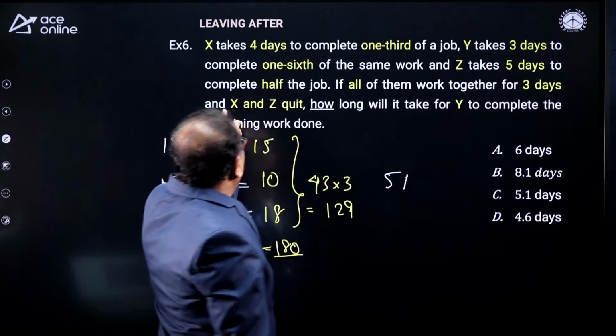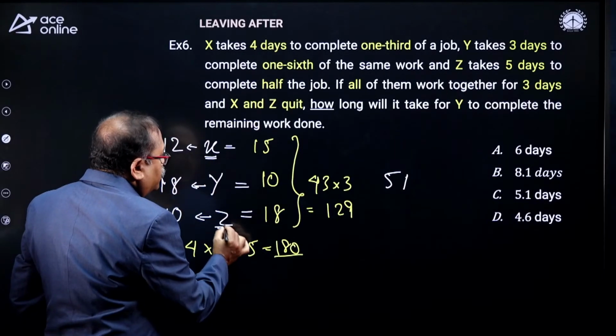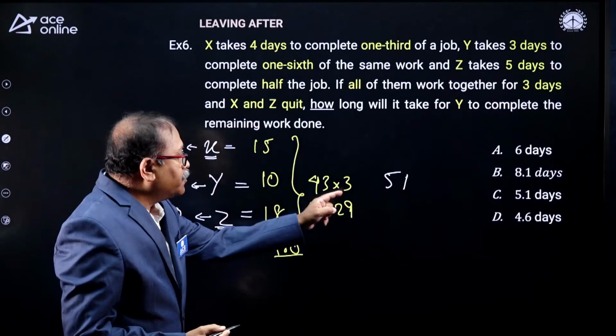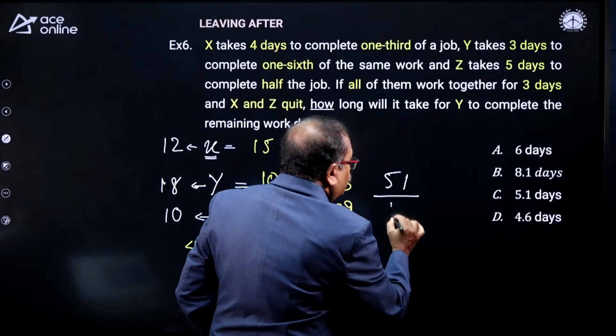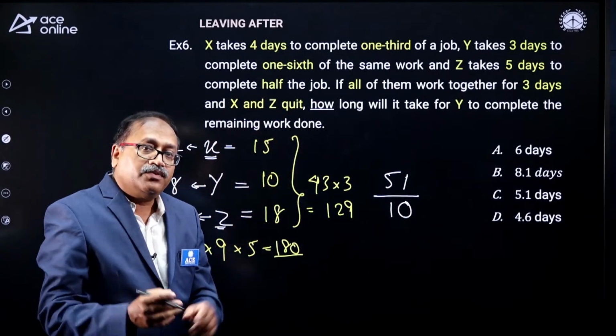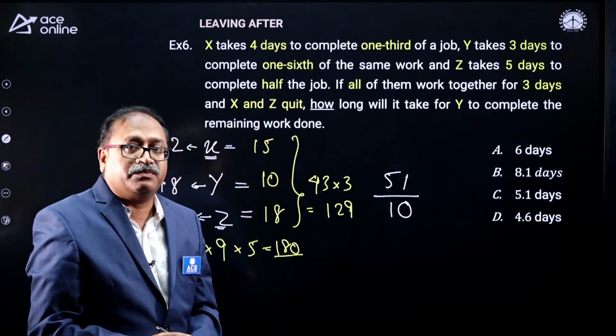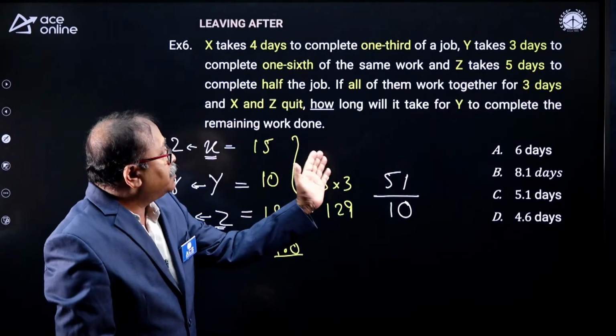Now, I see that X and Z quit. That means it's Y who will complete the 51 units. So, how many days will it take Y to complete 51 units? He completes 10 units per day. Therefore, 51 divided by 10 is 5.1 days. So, that is the remaining work.